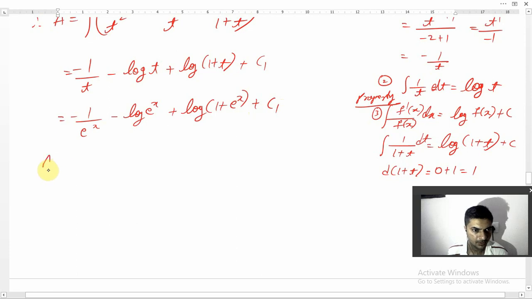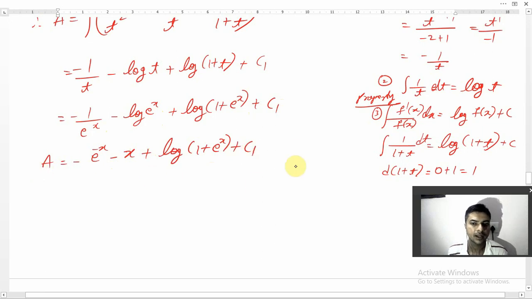So I will just simplify this once. e raised to x is in the denominator, it will go to the numerator and become e raised to minus x. Minus log, and e is always reverse to both, so it will get cancelled. I am just going to get only x plus log of 1 plus e raised to x plus c1. So this is how we have calculated a. Similarly, if you do b, substitute in the solution, that is our final answer.